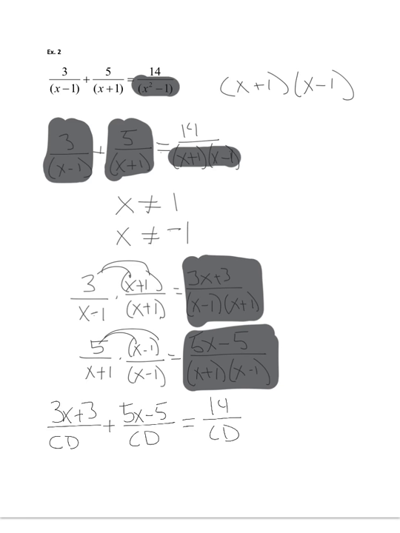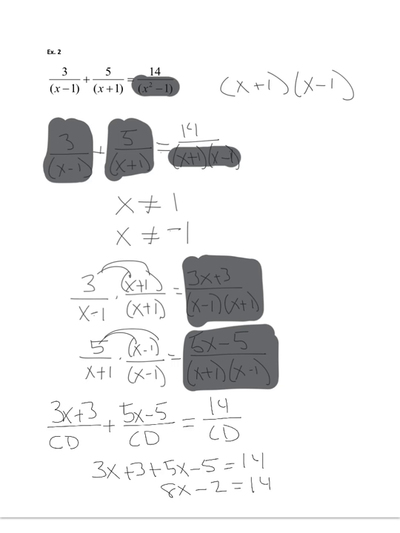Now that I have a common denominator, I can solve the equation that is in the numerator, which is 3x plus 3 plus 5x minus 5 equals 14. This is where we use our algebra skills to solve for x. Well, we can combine like terms, and we get 8x minus 2 equals 14.